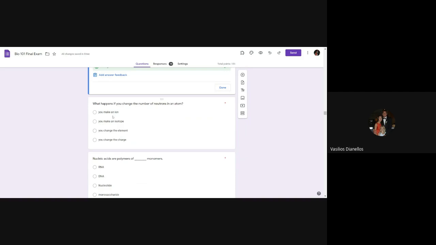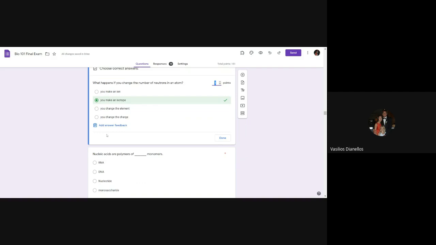What happens if you change the number of neutrons in an atom? I was hoping it would be pretty simple. If you change the number of protons, you change the element. If you change the number of electrons, you create an ion. If you change the number of neutrons, you make an isotope. So the answer is you make an isotope, right? Different number of neutrons, you have an isotope.